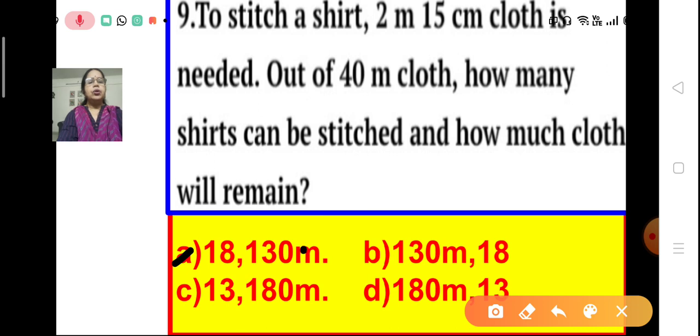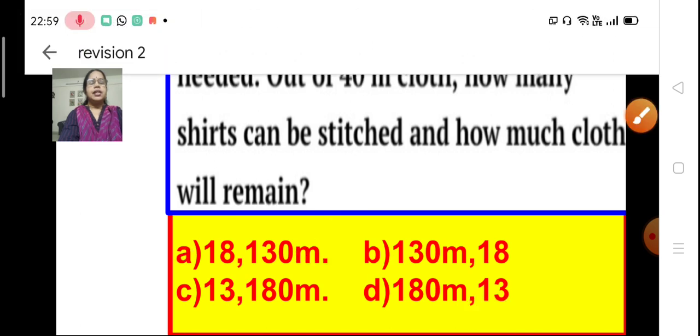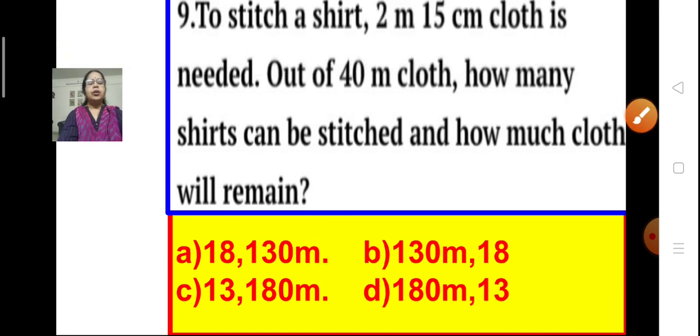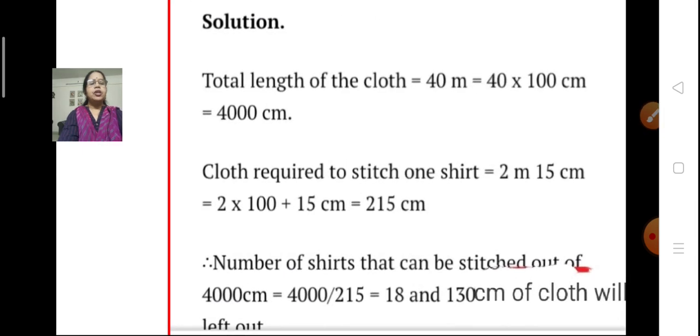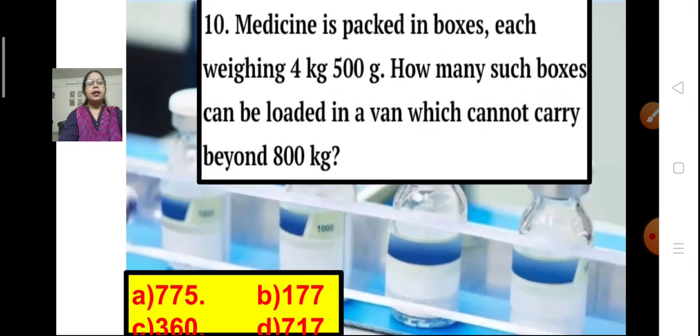Okay. So, this is a problem here, but you have to change that, you understand that this is centimeters. So, 18 shirts will be stitched and the cloth remaining will be 130 centimeters. So, this way you solve the problem in the rough book and tick the correct answer.